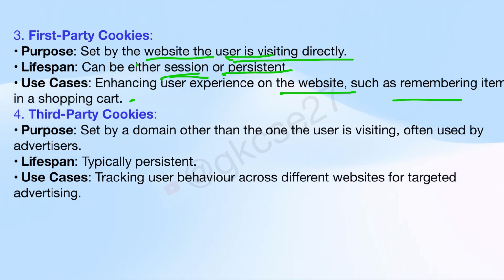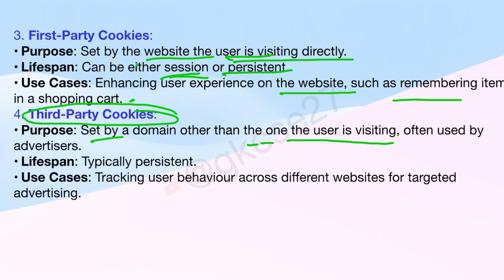Third party cookies are set by a domain other than the one the user is visiting, often used by advertisers. So see, this is the main third party cookie. Whatever advertisements you see on your websites, whenever you track something or visit any website, that is used by third party cookies. You also see some pop-ups asking you to accept or reject third party cookies. Due to this, you see the advertisements on your web pages.